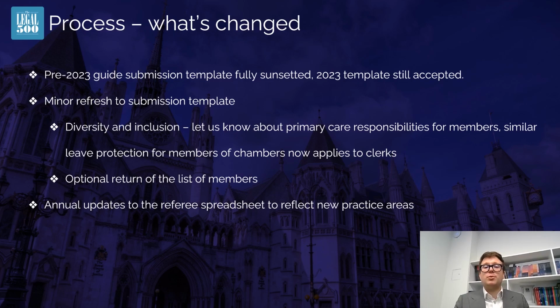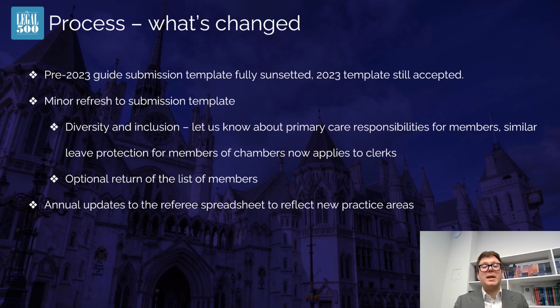We haven't made radical changes to the submission template this year, and as always we'll accept submissions using last year's template. We've made one key usability update and a few changes to some of the text prompts. The usability change is that if you wish to include a list of members in the submission, we now have a space for it. It's optional, but we're aware that some sets find it useful.